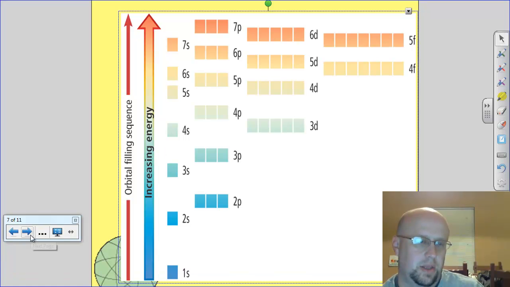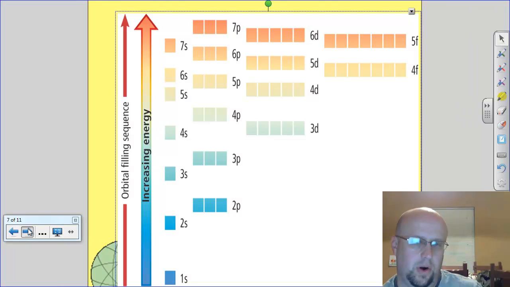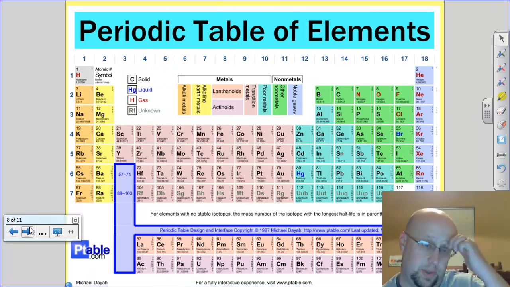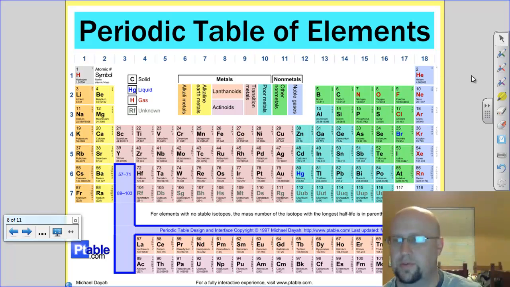Okay, and this is the normal way that the chart works. You can use the triangle method to get there, okay, or we could use the periodic table. So let's run through what the periodic table tells us real quick.